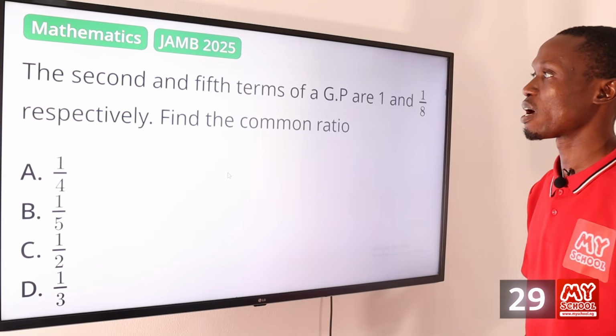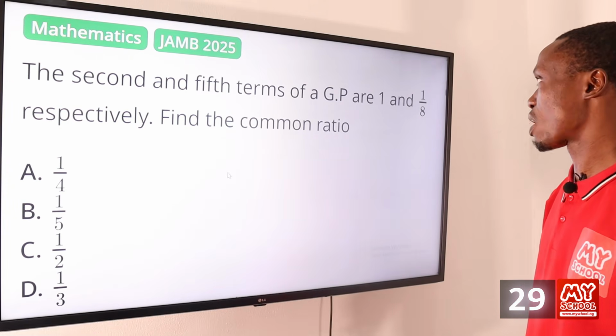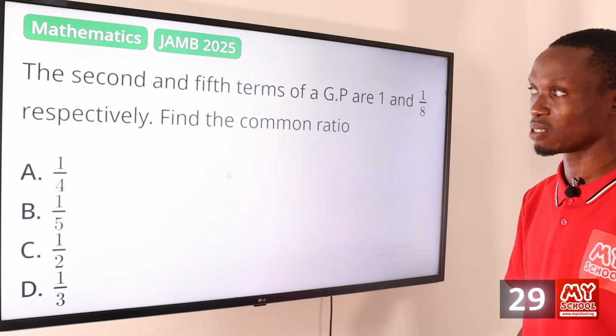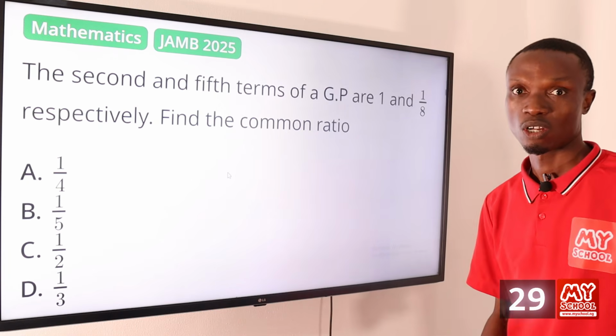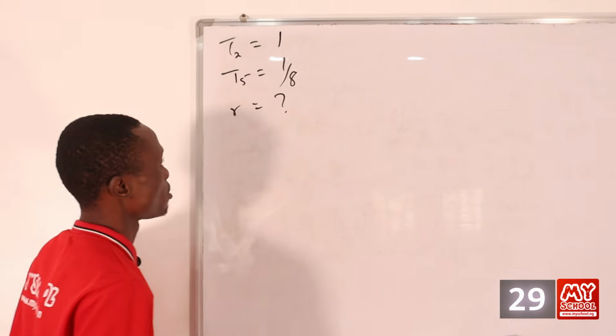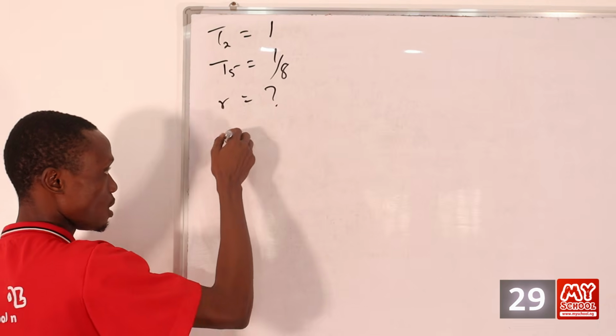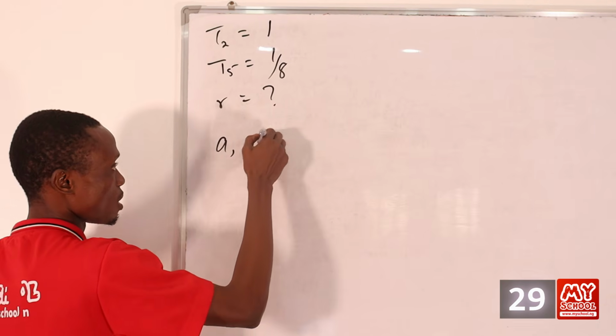The second and fifth terms of a GP are 1 and 1 over 8 respectively. Find the common ratio. So let's move over to the board to provide answer to this question. Remember that the first term of a GP is a, and the second term is ar.